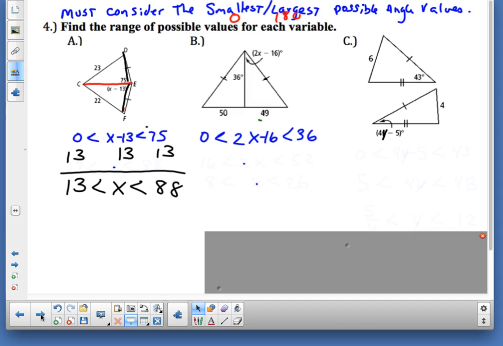Mr. Stroud. Yes, you will need to, but you first make sure that you add 16 on both sides. Excuse me, sir. Sorry about that.